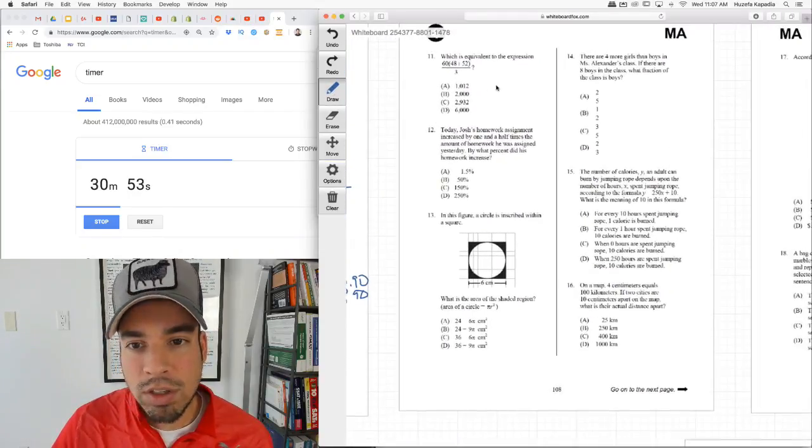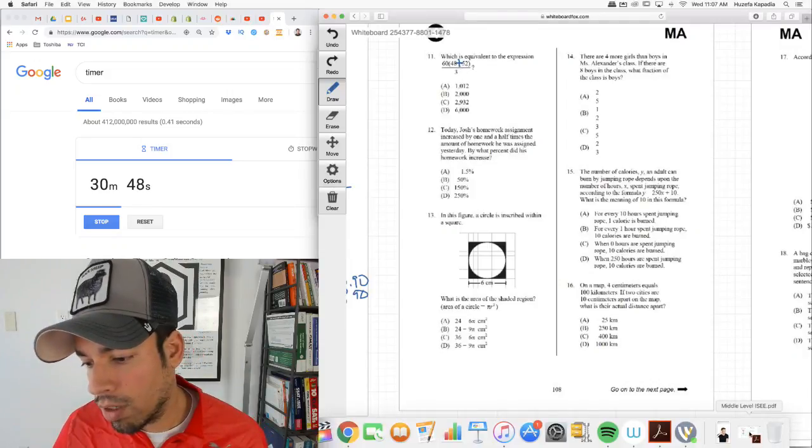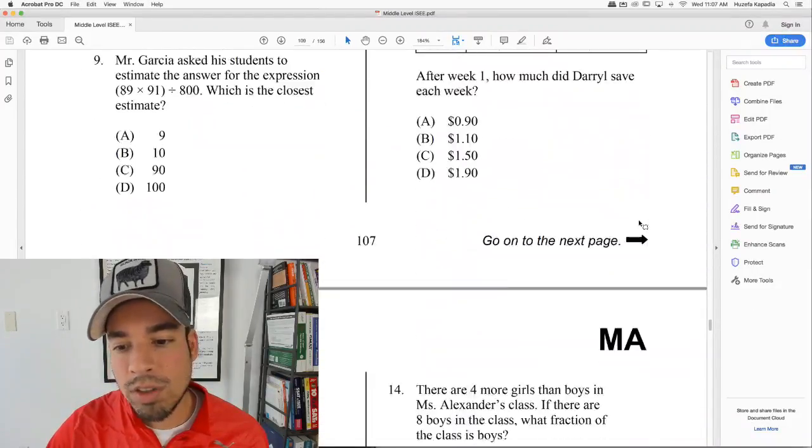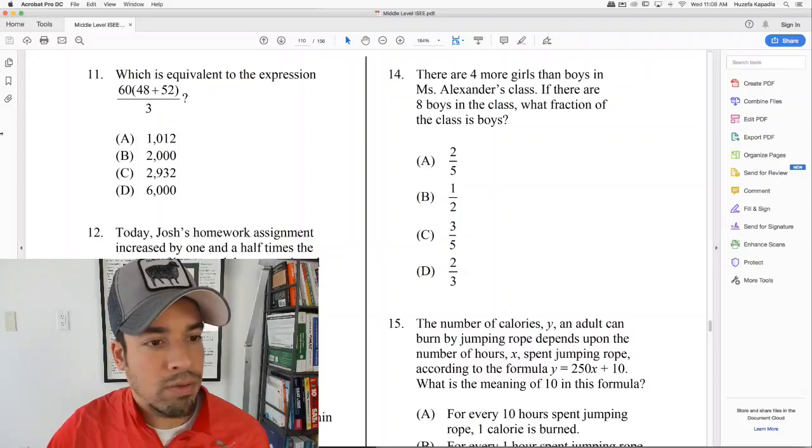Which is equivalent to this expression. All right, order of operations. I believe that's a plus. Let's double check in the actual thing. There we go. Yeah, so 48 plus 52, we add those, that's 100.